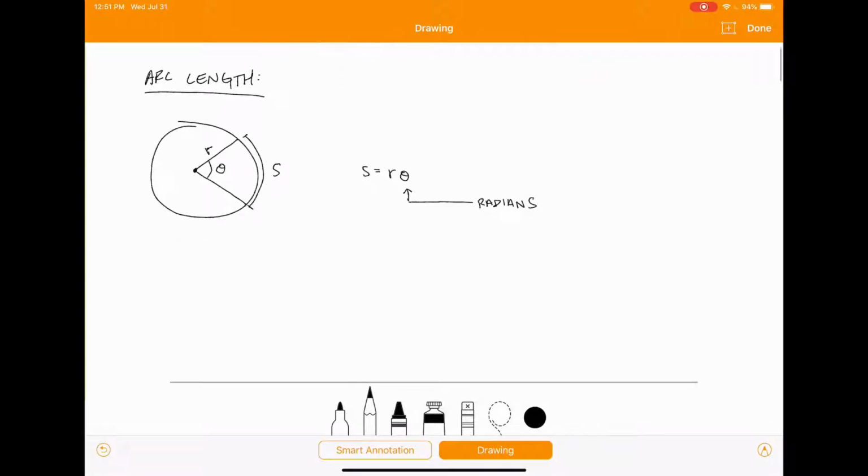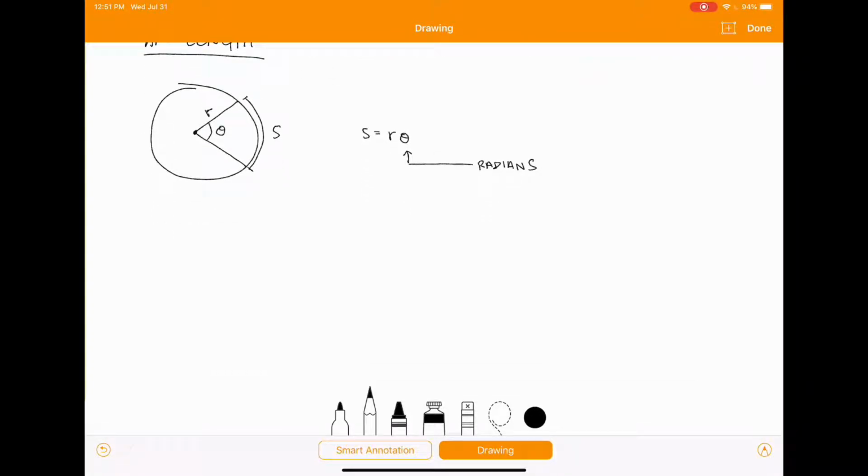So most of the time you'll be given theta in degrees, and so in order to convert from degrees to radians, you just need to remember that pi radians equals 180 degrees. And the best way to visualize that or remember that is to remember your unit circle.